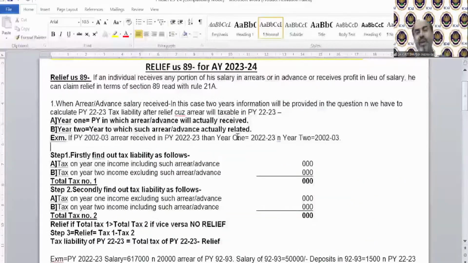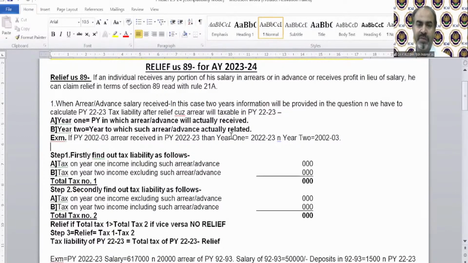Everything has been written over here. So what exactly is happening in relief? Nothing new is there. It's just a simple thing. Because you receive some other year's income in this year and it's going to be taxable in this year, you just need to see, if it would have been taxable in that year only, what would be the tax liability of both years. And we need to compare it with what is actually happening. So if there is excess payment of tax, the balance will be your relief.